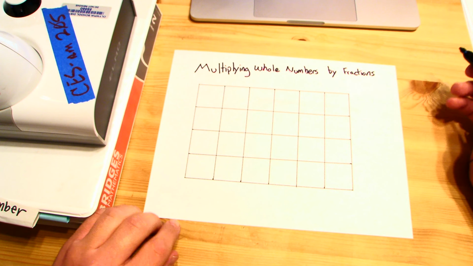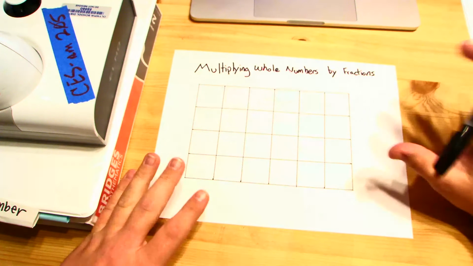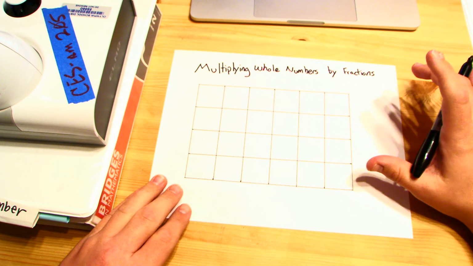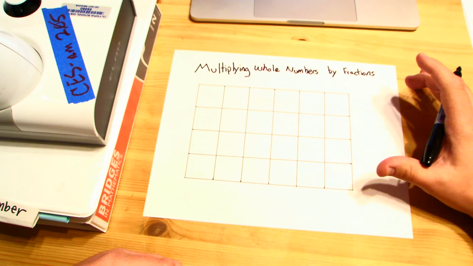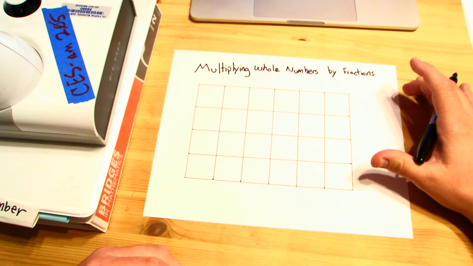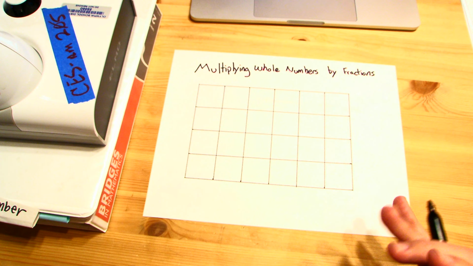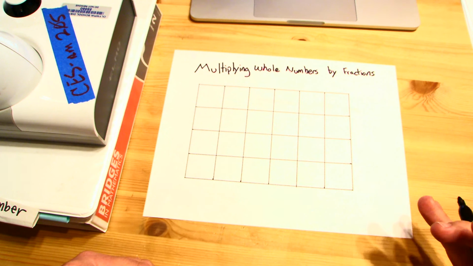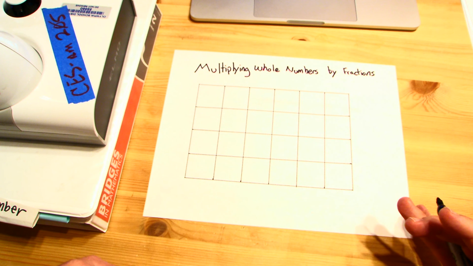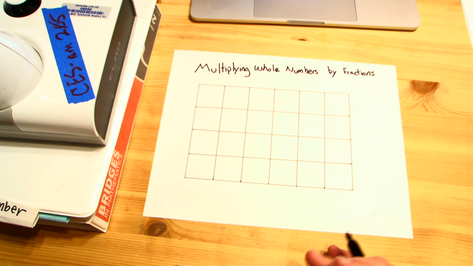Hey, fifth graders. So we're going to take a look at how to multiply whole numbers by fractions. And that sounds kind of scary at first, but I'm going to introduce you to this idea that makes it a lot easier on our brains in terms of thinking what that means, and also a better way to model it before we jump into the algorithm part.